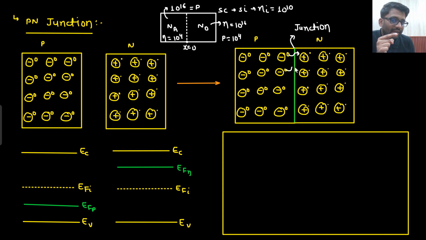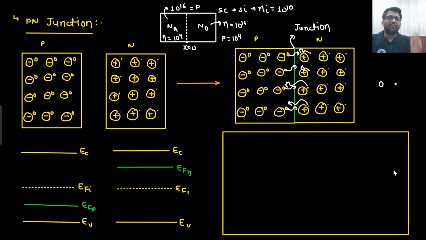Similarly, electrons will also move from the N side to the P side because of the concentration gradient, because on the N side you have more electrons and on the P side you have fewer electrons. So electrons will move and holes will move. Now what you would see is that these electrons and holes are moving. So one hole and one electron.